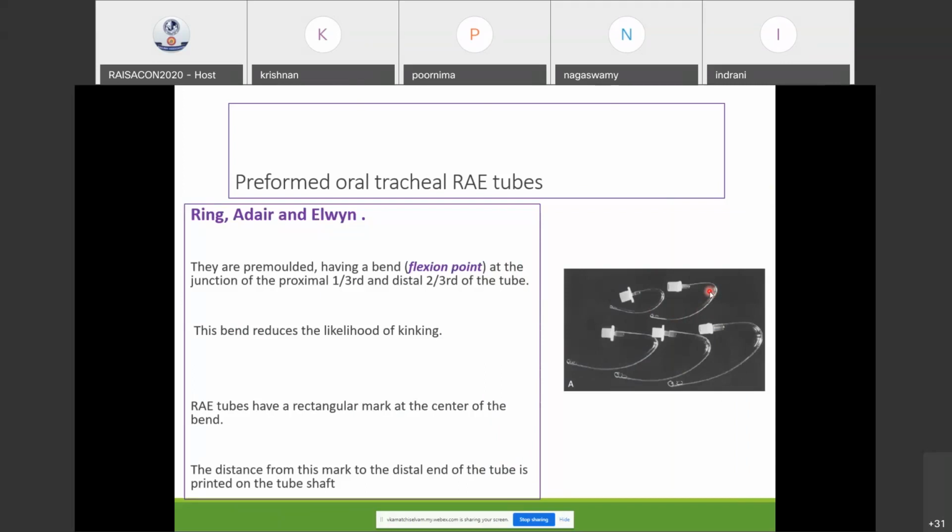What are the disadvantages of using this tube? There is increased resistance to airway, and also there is increased difficulty in suctioning the tube. And since there is a preformed curvature for an average sized pediatric patient, our patient's size may be higher or lower, sir. Okay, if you select the wrong size tube, it can cause either accidental extubation or endobronchial intubation. Very good. So you want the Ring-Adair-Elwyn tube.